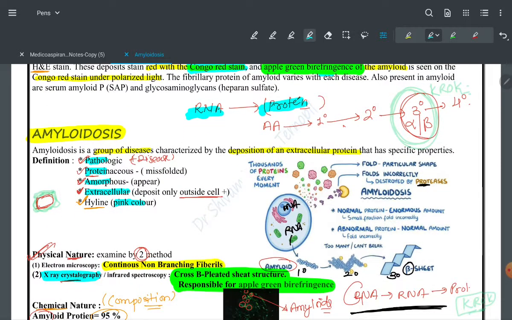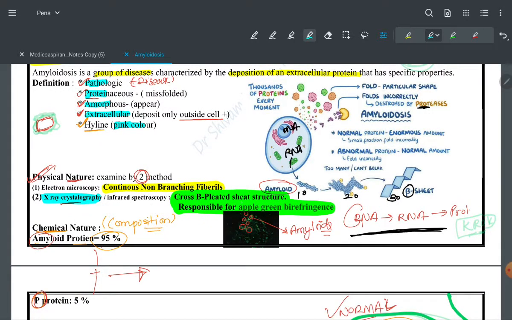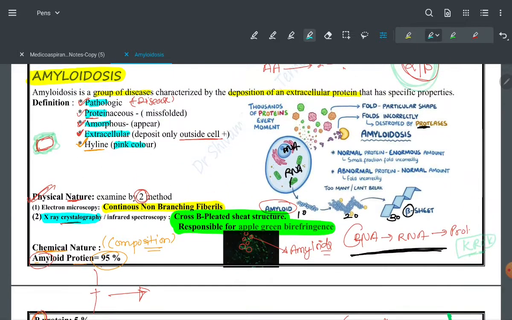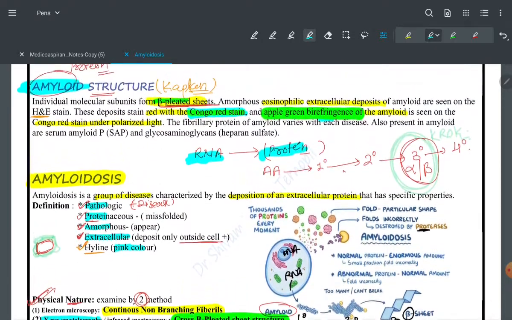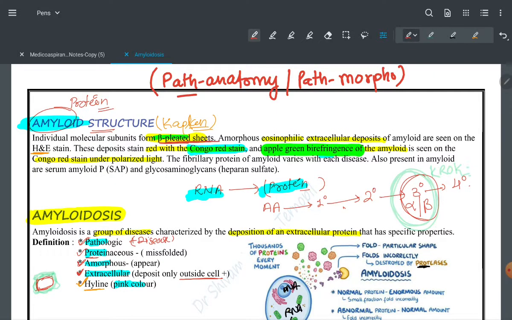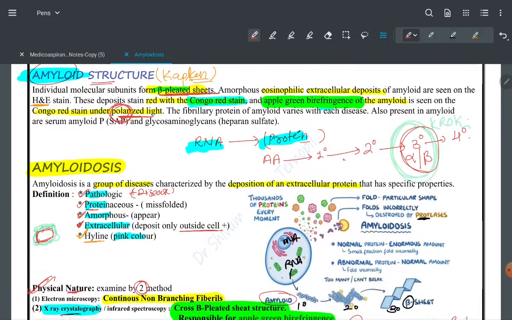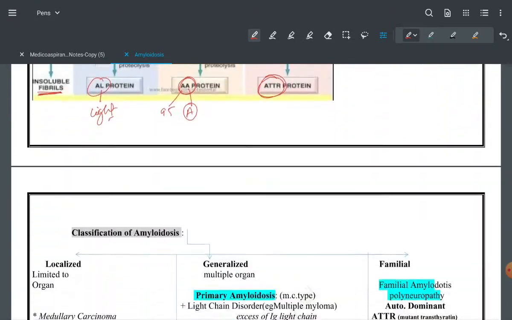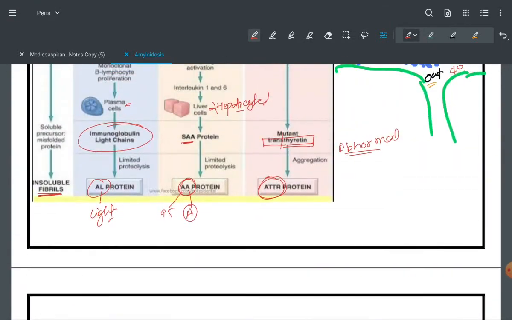In the definition point of view, I explained cross beta pleated sheet, X-ray crystallography, and also in the physical appearance you can see one thing, I think, whether it is mentioned or not in Kaplan. Okay, yeah, it is mentioned. Whenever you see polarized light, it should not be non-polarized. Polarized light is going to be the answer. I will cover the questions also. So this is the amyloid structure and pathogenesis. Later we are going to cover the classification of amyloid.